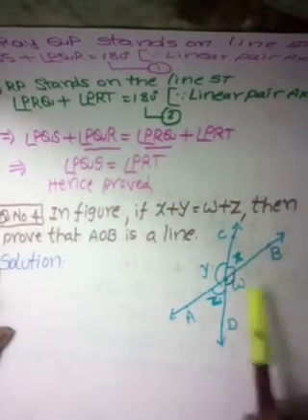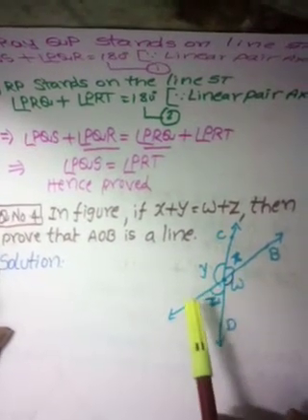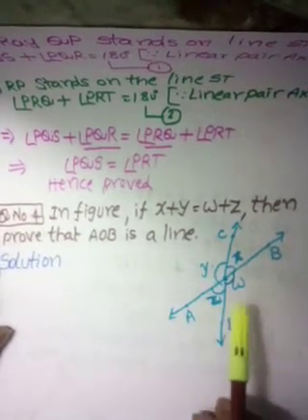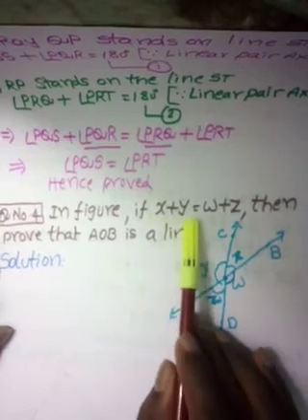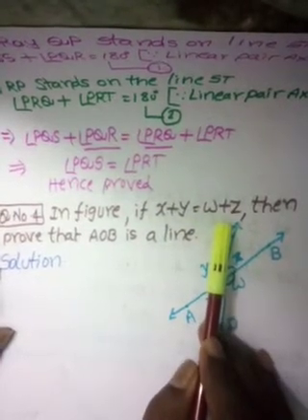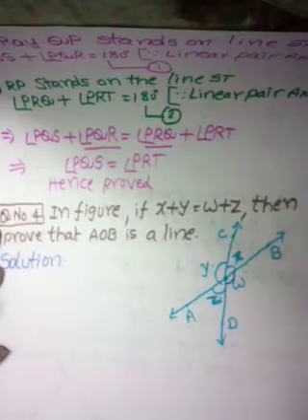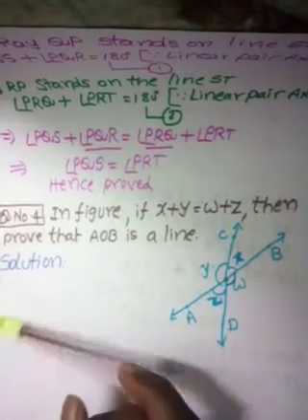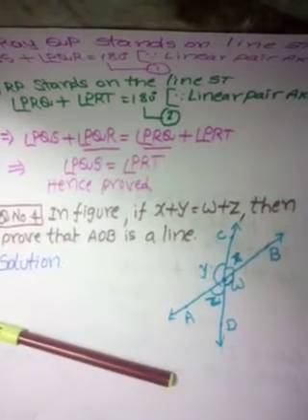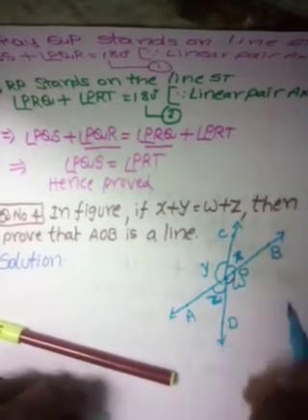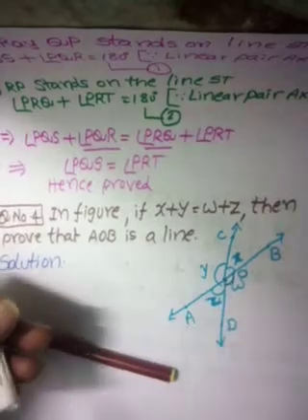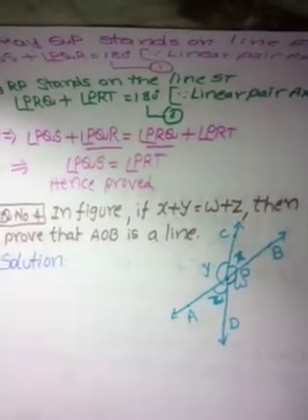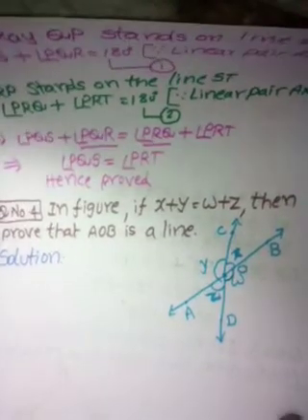Here 4 angles are formed. Out of these 4 angles, the relation between x, y, z and w is given like this: x plus y is equal to w plus z. Then we have to prove that AOB is a straight line. Here O is a point, and they are intersecting like this. AOB is a straight line. So come to the solution part.